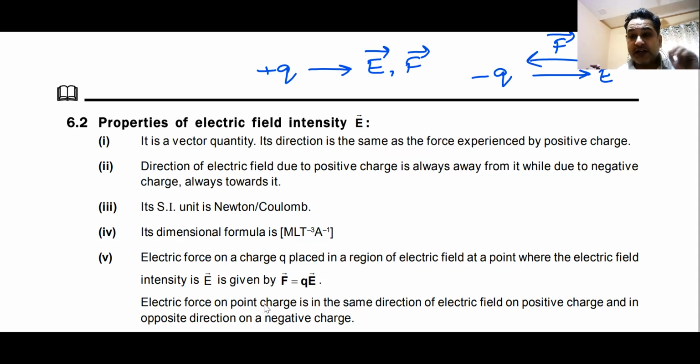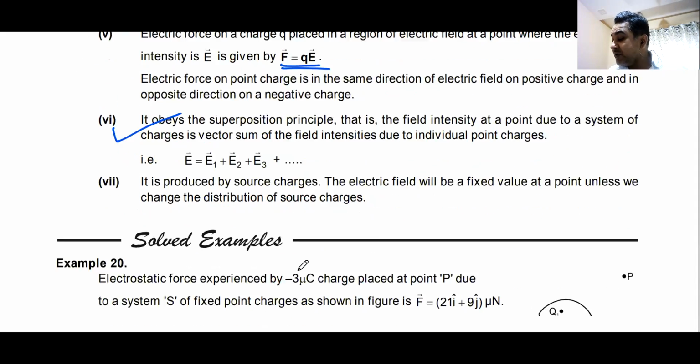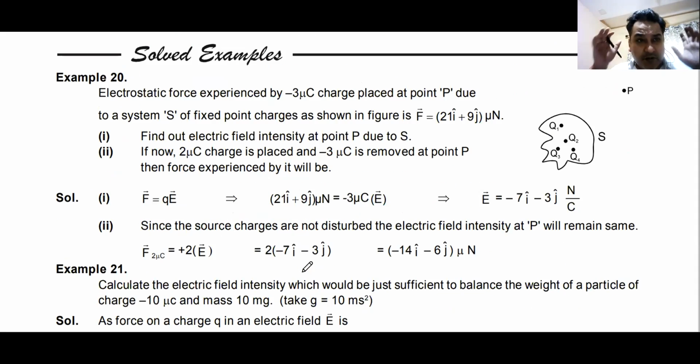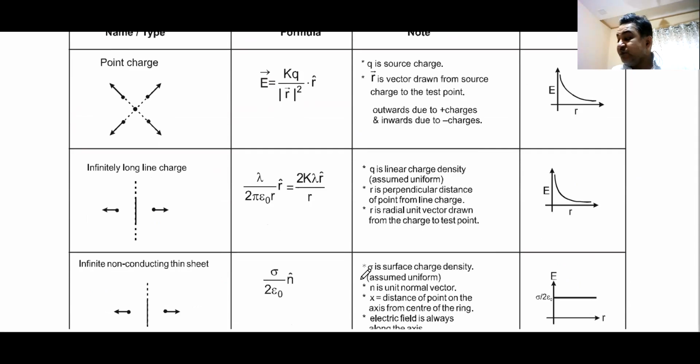Electric field, there are some properties that you must remember. It is a vector quantity. Direction of electric field is always away from the positive charge. Force on the charge is qE. It obeys the superposition law. Whatever questions you do on electrostatic field, they are questions of electrostatic force if you multiply them by charge. Whatever questions you have done for electrostatic force are questions of electrostatic field if you divide them by the charge. Yes or no? We have done this, right?